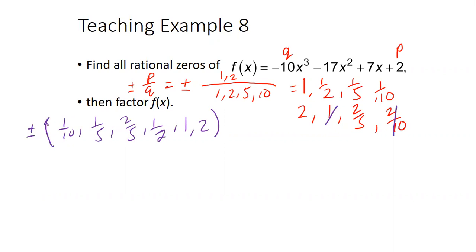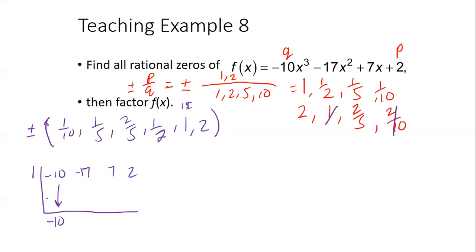And you just have to decide which one you want to start off with. I like to start off with numbers that are easy. So personally, I want to start off with 1 and 2. When it says then factor, that means you're going to do synthetic division. So you're going to choose one of these numbers to start off your synthetic division with. Let's start with 1 first. I plug it into my synthetic division. I have -10, -17, 7, and 2. Are we all still good with synthetic division?